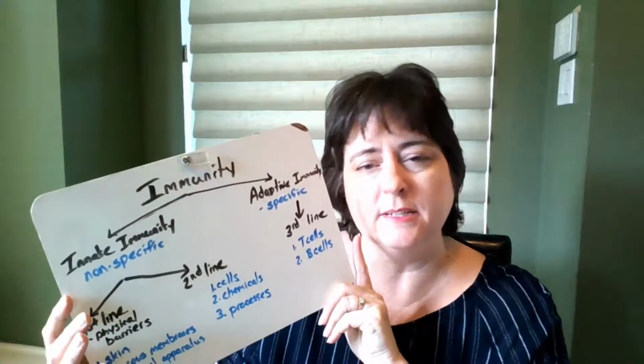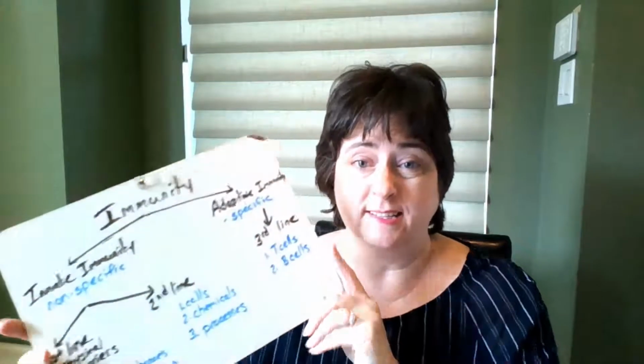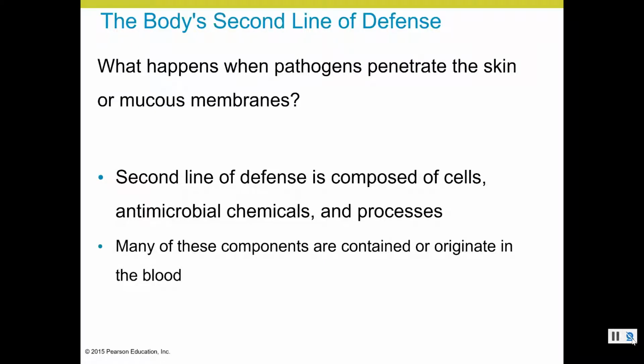We're going to divide this up into cells and chemicals and processes. So this is our second line of defense. All of this is still innate, which is non-specific. This is our body's defense against any foreign invaders that the body deems worthy of an immune response. So if we get through skin and mucous membranes, if these pathogens penetrate through our physical barriers, then what happens?